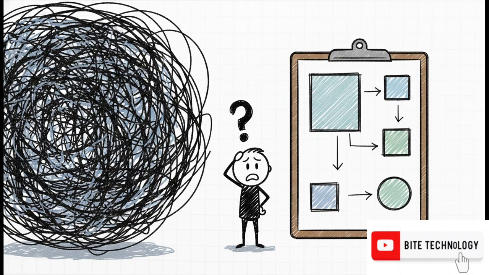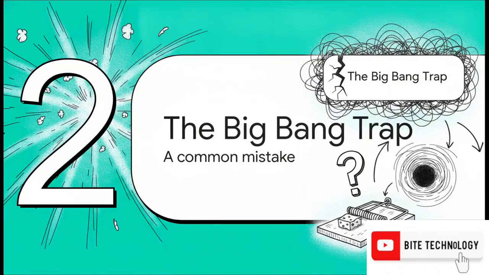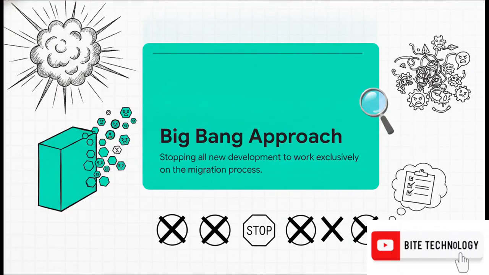But then, you look at that massive, tangled code base, and you're just left wondering, how on earth do we actually physically begin doing this without breaking literally everything? Which brings us to Section 2, the Big Bang trap. Human nature often tells us to just rip the Band-Aid off, right? That's the Big Bang approach.